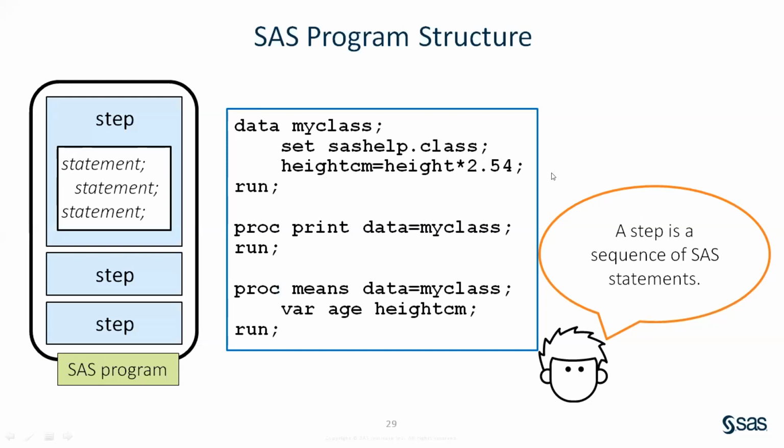So a step is a sequence of SAS statements. If we check this data step, it begins with the keyword data and it ends with a run. So this is one step. Within this step of data, every step of SAS consists of statements. How do you understand it's a statement? You find it is ending with a semicolon.